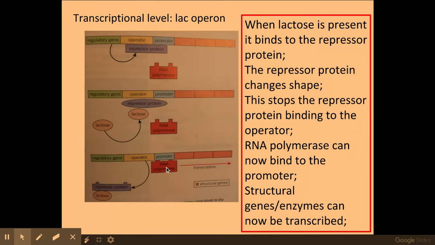This then allows RNA polymerase to bind to my promoter region and transcribe these structural genes to make my enzymes. Now, this is really important because these enzymes are then needed to hydrolyze lactose and also transport it into the cells.